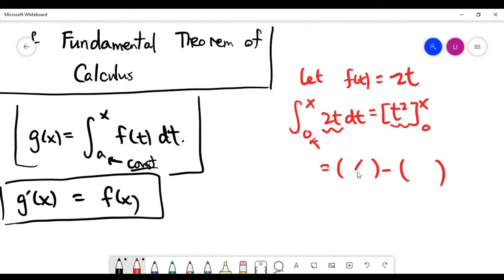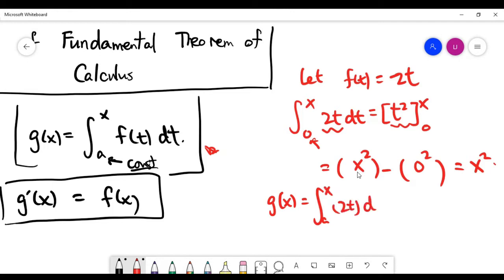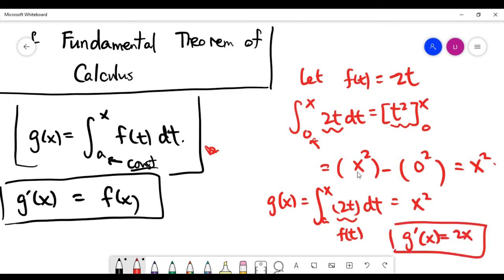And let's do the calculation together. So you see the first term is x squared when you replace t by x. The second term is 0 squared. So the whole thing is x squared. So what does it mean? It means g of x now, which is defined by what I said here, the definite integral from a to x for the function 2t, which is small f of t, is going to be x squared, right? So g of x is just x squared, which means g prime of x is 2x. And it's a simple illustration of what we are doing here.